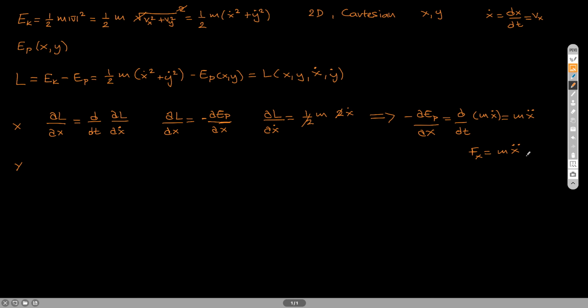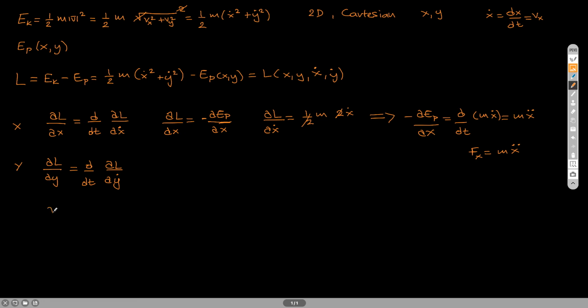This is a very familiar result. This is essentially Newton's second law in the x direction. That's what we have been using in introductory physics. Let's see what happens now with the y variable. So I have the partial of L with respect to y is equal to d over dt, the partial of L with respect to y dot.